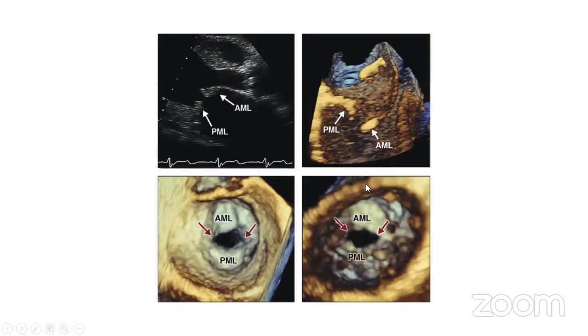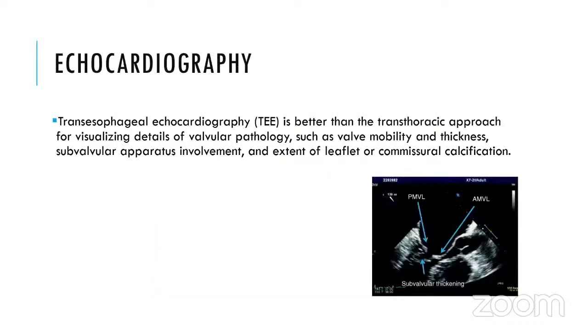This is the 3D reconstruction, which also shows thickening of the mitral valve leaflets. TEE is better and can give more details if you want to visualize valvular pathology, such as the mobility of the valve, thickness, the involvement of the subvalvular apparatus, and the extent of leaflet or commissural calcification.